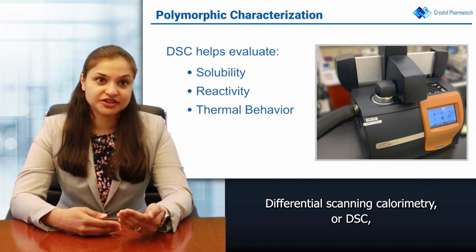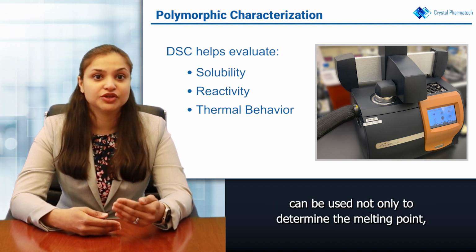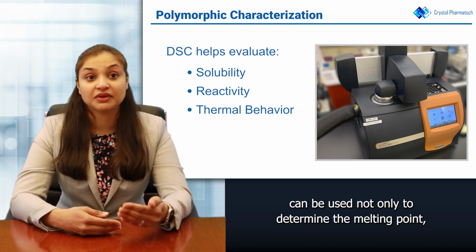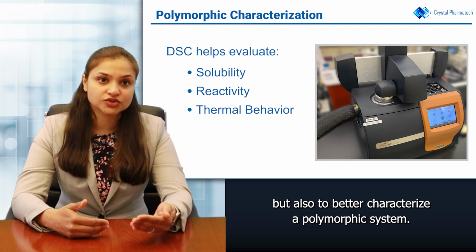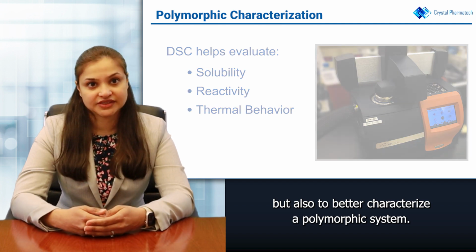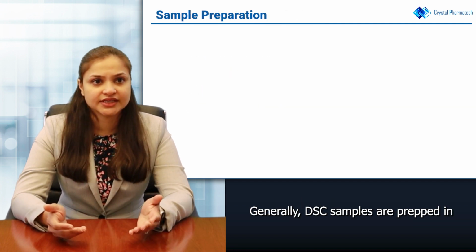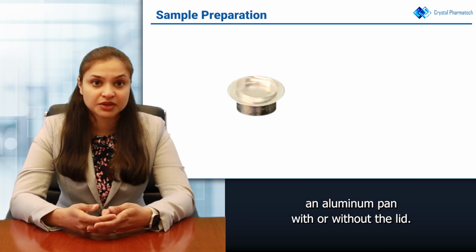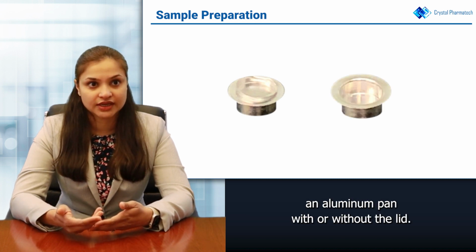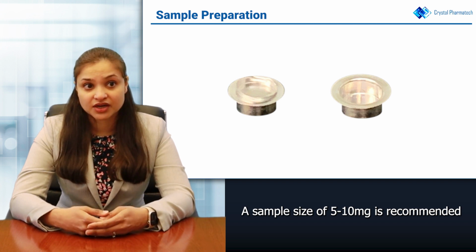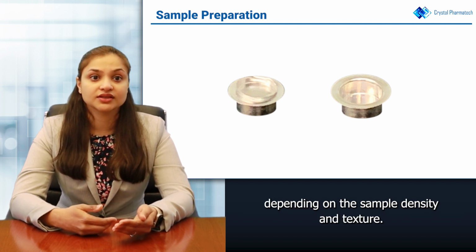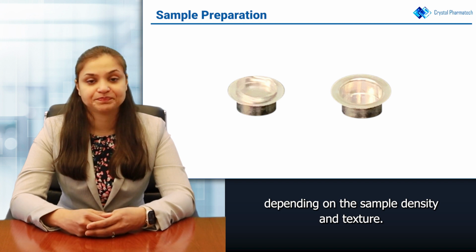Differential scanning calorimetry, or DSC, can be used not only to determine the melting point, which is unique to a given crystalline state, but also to better characterize a polymorphic system. Generally, DSC samples are prepped in an aluminum pan with or without the lid. A sample size of 5 to 10 mg is recommended, depending on the sample density and texture.